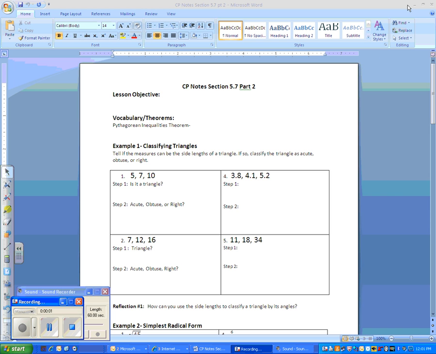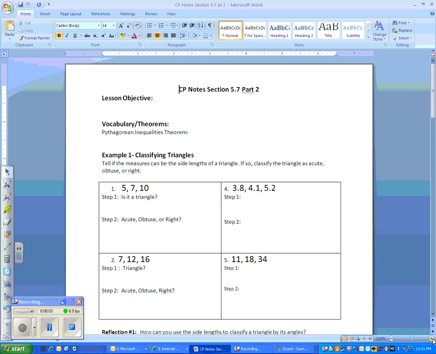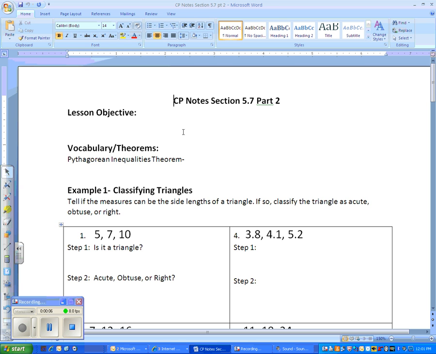Okay, the second part of 5.7, we are still talking about Pythagorean's theorem, but now we're going to do the second part, which is we're not going to find segment lengths. We're going to use Pythagorean's theorem to classify triangles.